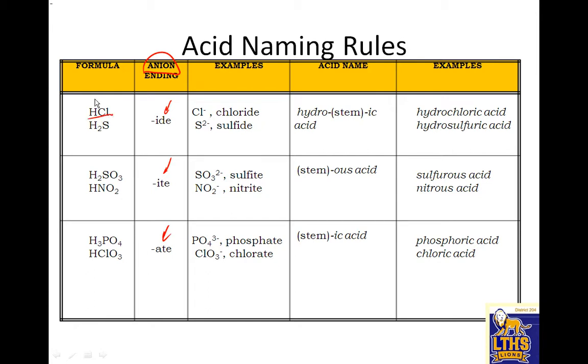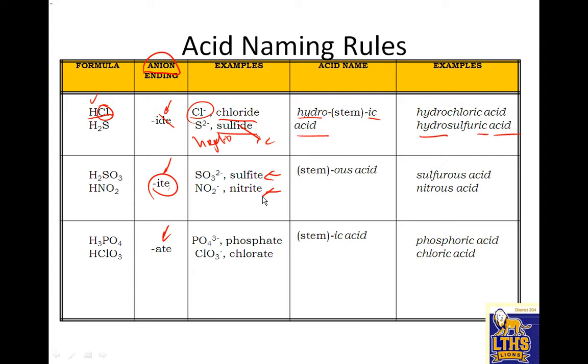So this is HCl. We know, hello, it's an acid, starts with H. So here's the Cl part of it. That's called chloride. So you have to change the name to hydro-ic acid. For example, since this is chloride, you drop the ide and add hydro-ic, hydrochloric acid. H2S, sulfide, drop the ide and add hydro-ic. So we get hydrosulfuric acid, okay?